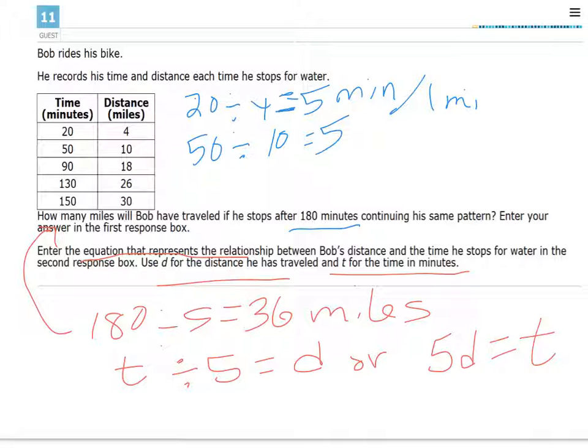So the easiest way is really looking at the fact that they gave me the time, which was 180 minutes, and all I did was divide by 5 to figure out how many miles it would be. So I could write this equation, or I could write it as this.